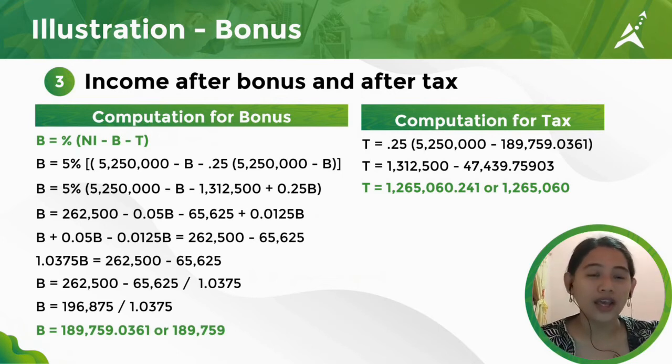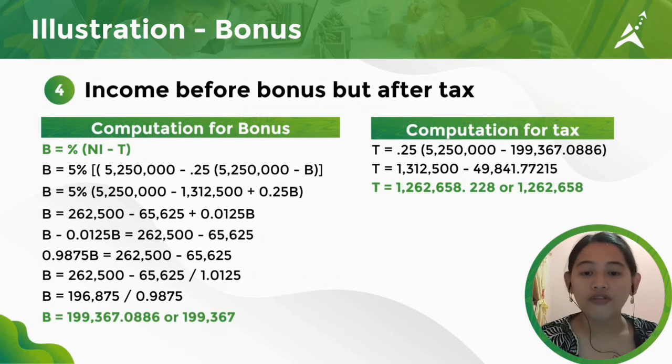Sa ibang book, ang ginawa nila is 189,759 pesos na agad. Kumbaga, yung round off na yung nilagay nila. Pero sa akin, to avoid confusion, sinama ko pa rin yung decimal place for our bonus. And hanggang sa mag-come up tayo sa tax is equals to 1,265,060 pesos, 241 pesos. Now, for our last variation, income before bonus but after tax.